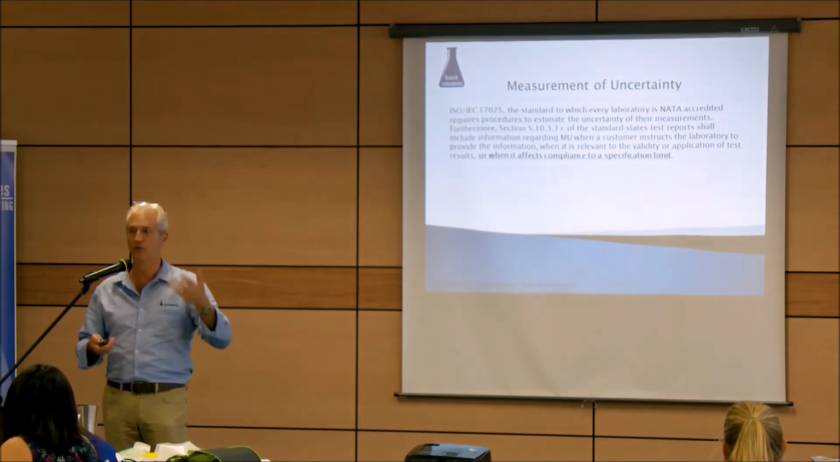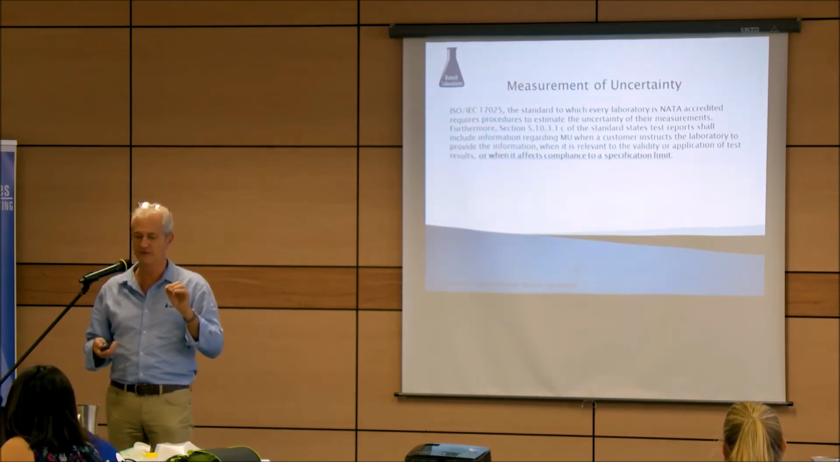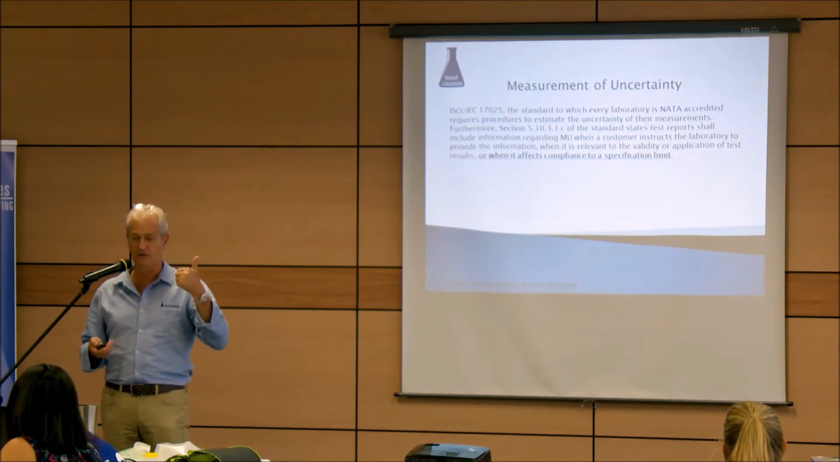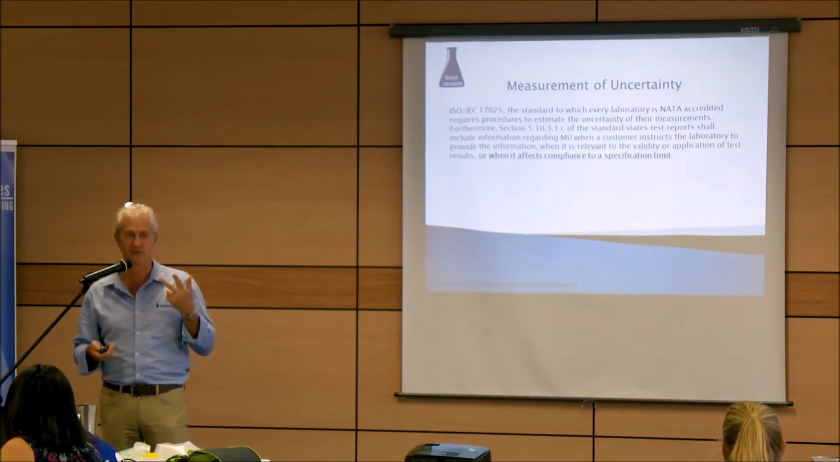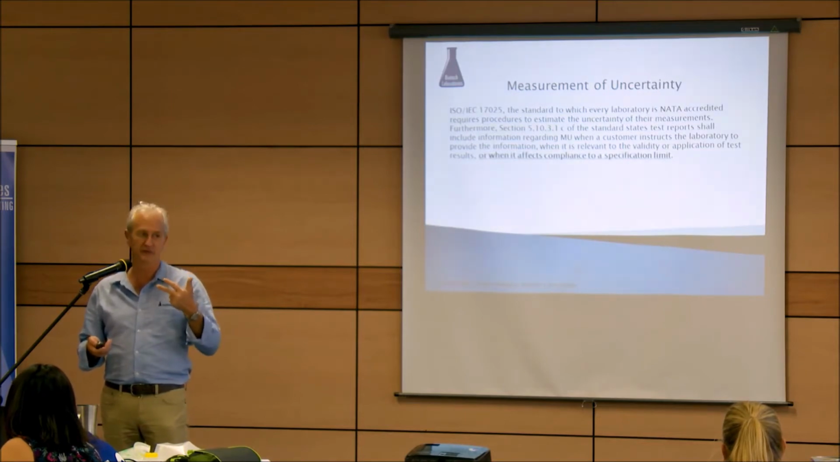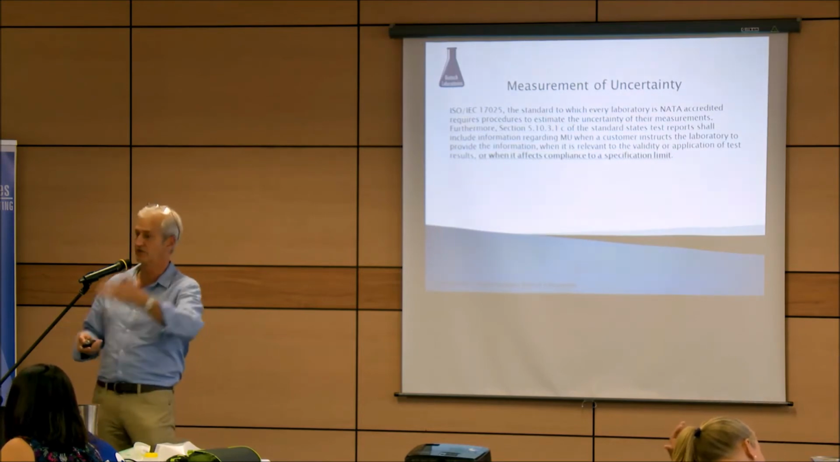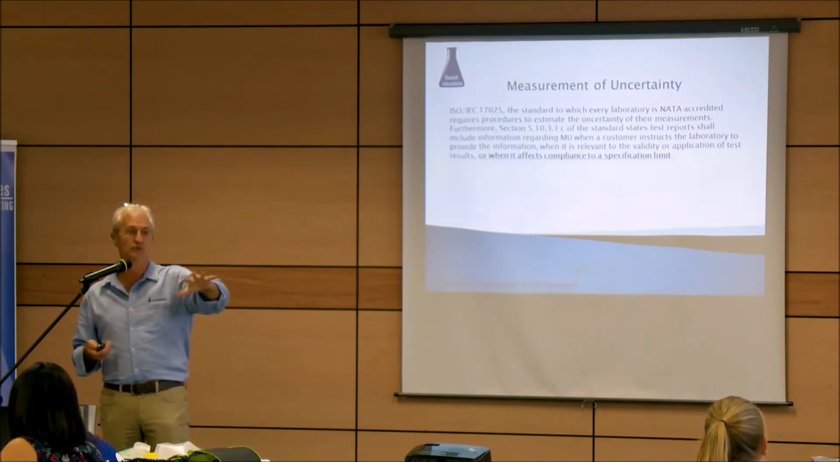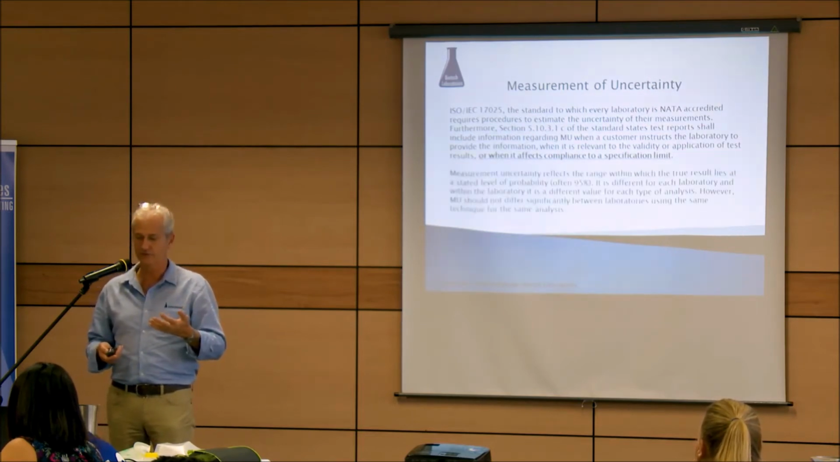ISO 17025 is what all accredited laboratories must conform with. It states that test reports shall include information regarding measurement uncertainty when a customer instructs the laboratory to provide the information, when it's relevant to the validity or application of test results, or most importantly, when it affects compliance to a specific limit. If you tell the laboratory you want it, they have to give it. If the laboratory knows you're comparing something to the Australian Food Standards Code or the Recreational Water Standards or the NHMRC pool and spa guidelines, the laboratory must report MU on all those results.